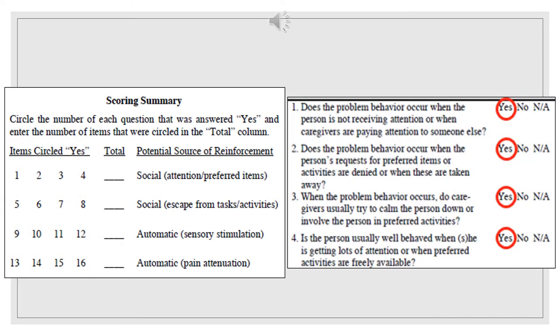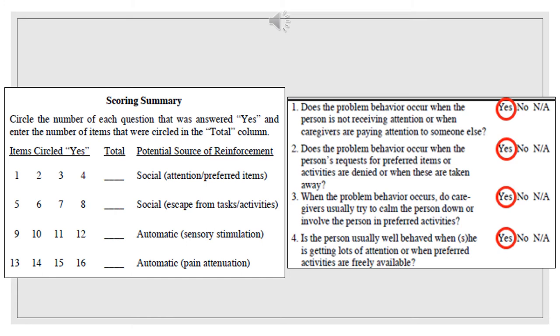For the social attention or preferred items category, we can see that Jane's mother circled yes for all items. She reported that Jane engaged in problem behavior when no one was paying attention to her, when a request for an item was denied, and when a preferred item or activity was removed.